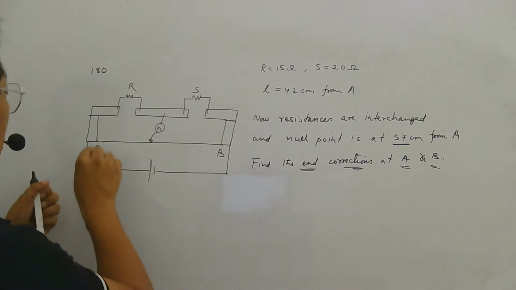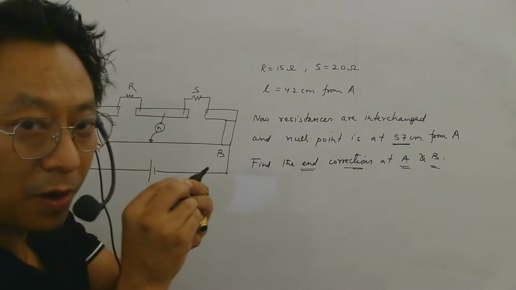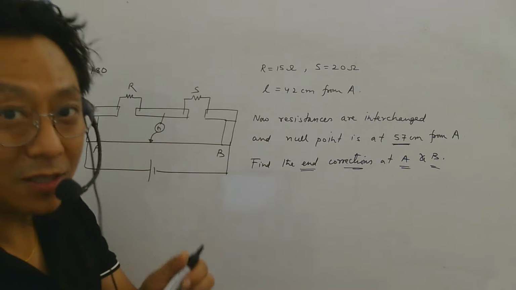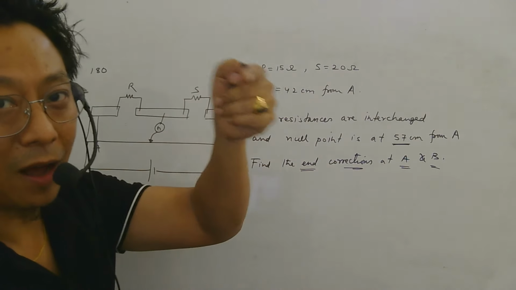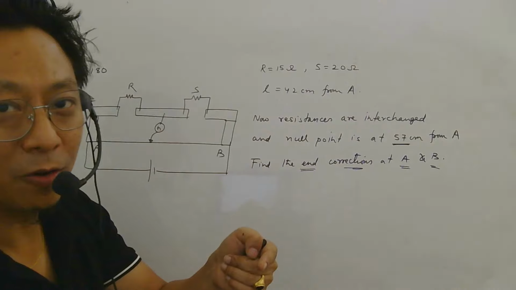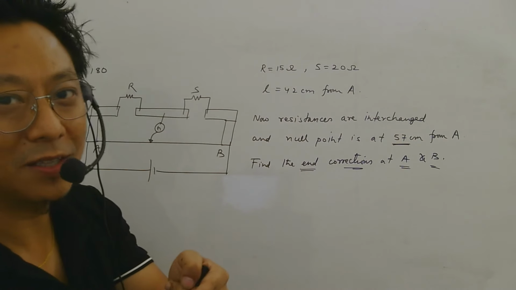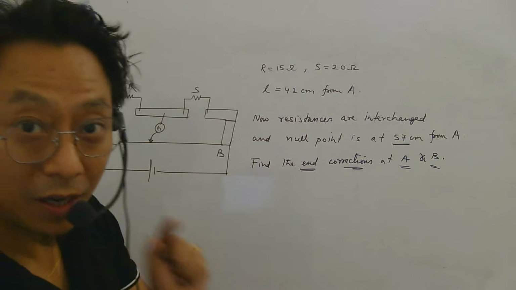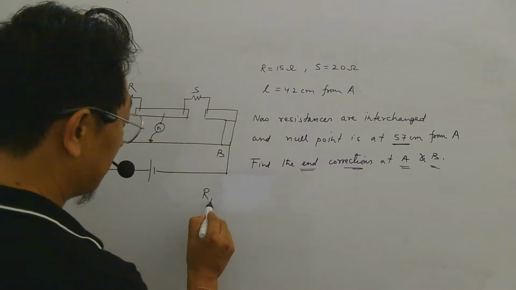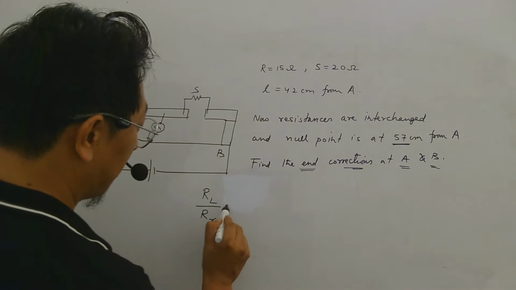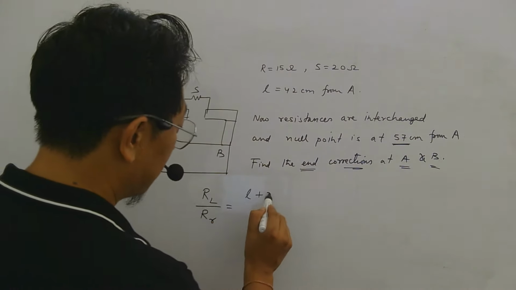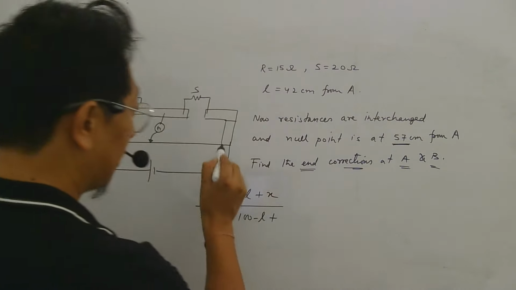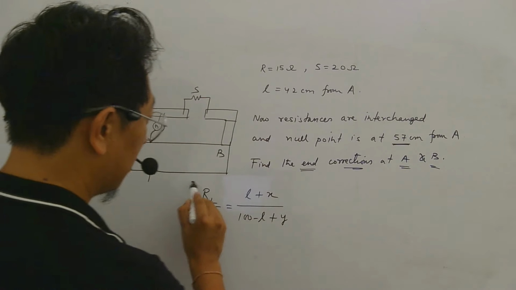So I told you, when this wire is tied on the screw, a small part will be on that screw itself, right? And the resistance of that length is not considered in the formula. R of the left gap divided by R of the right gap is equal to L by 100 minus L. So in that formula, we have not included that end correction. But here we have to consider end correction. So the formula will be resistance of left gap by resistance of right gap is equal to L plus end correction at A divided by 100 minus L plus end correction at B. So this formula we must use.